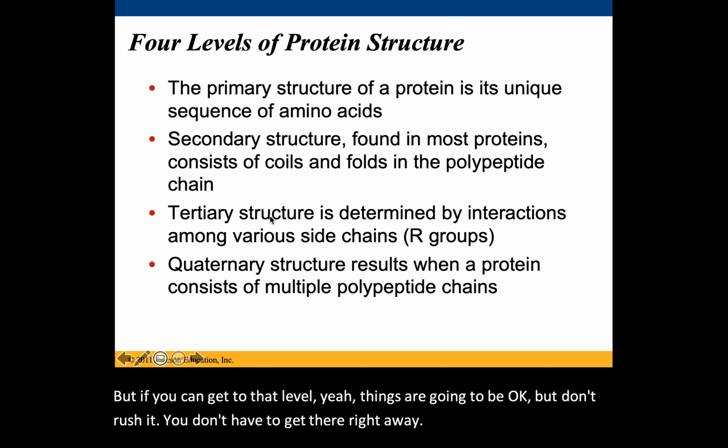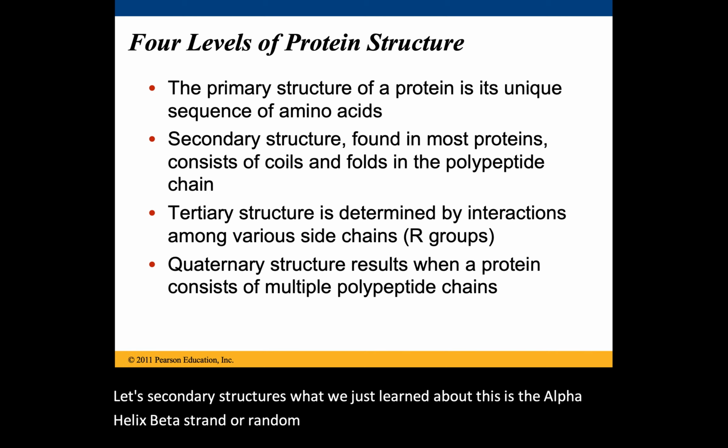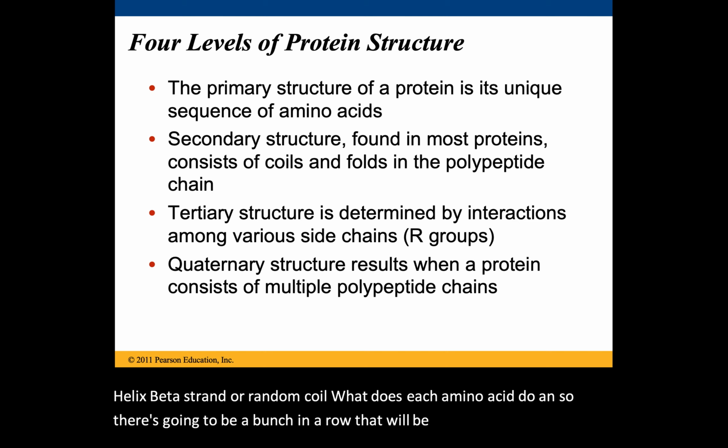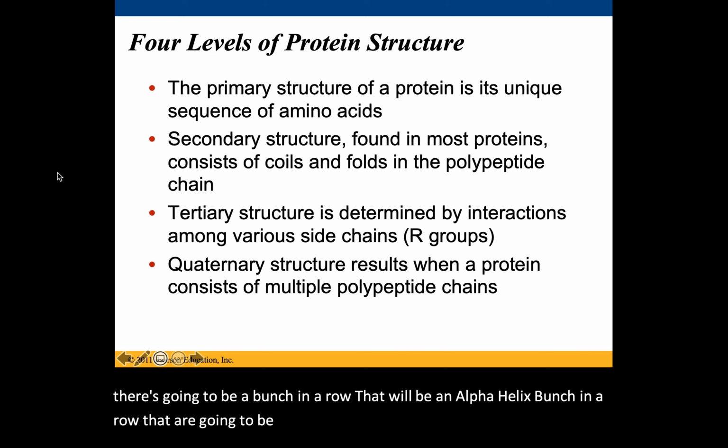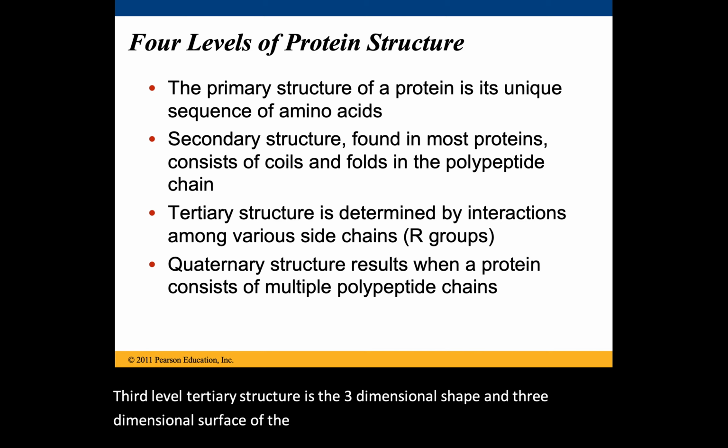So secondary structure is what we just learned about. This is the alpha helix, beta strand, or random coil. What does each amino acid do? And so there's going to be a bunch in a row that'll be an alpha helix, a bunch in a row that are going to be a beta strand. Third level, tertiary structure, is the three-dimensional shape and three-dimensional surface of the proteins.